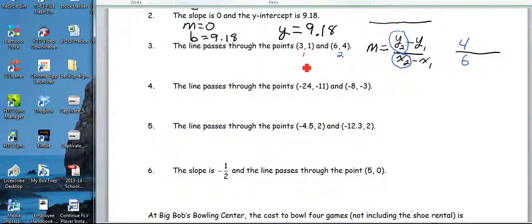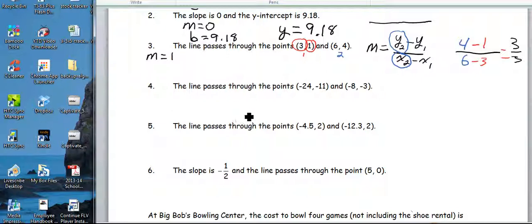And now I'll put in my values from point 1. Notice point 1 is here in the red. My y value, this is always going to be minus, and then 1. And then my x value, right here, is going to be minus 3. So 4 minus 1, let's do this in a neutral color. We're going to go back to black. 4 minus 1 is 3. 6 minus 3 is 3. And so now I know that my slope, and I'm going to write it over here, slope equals 1.